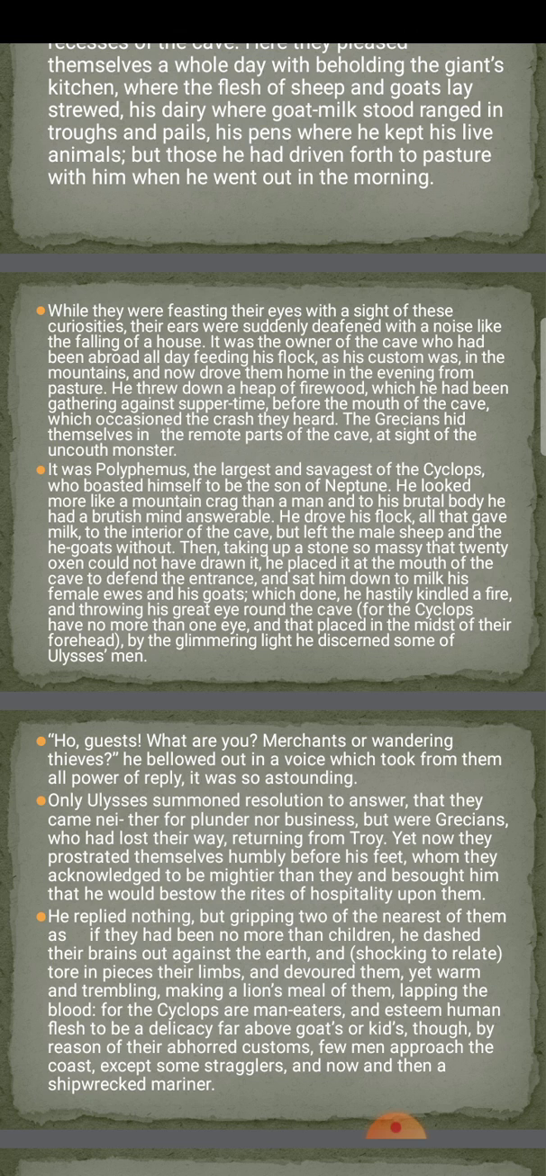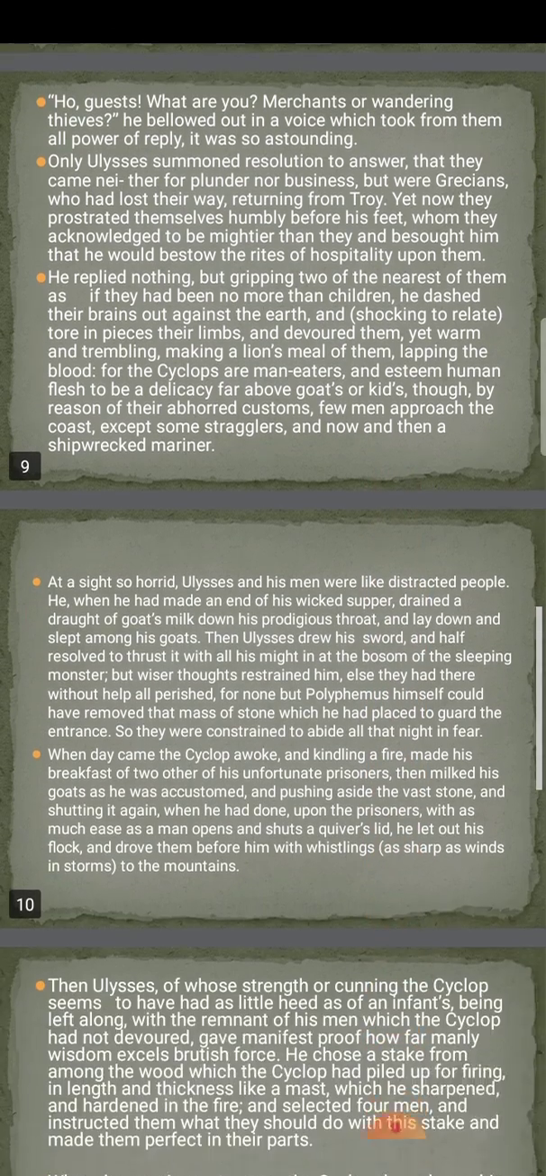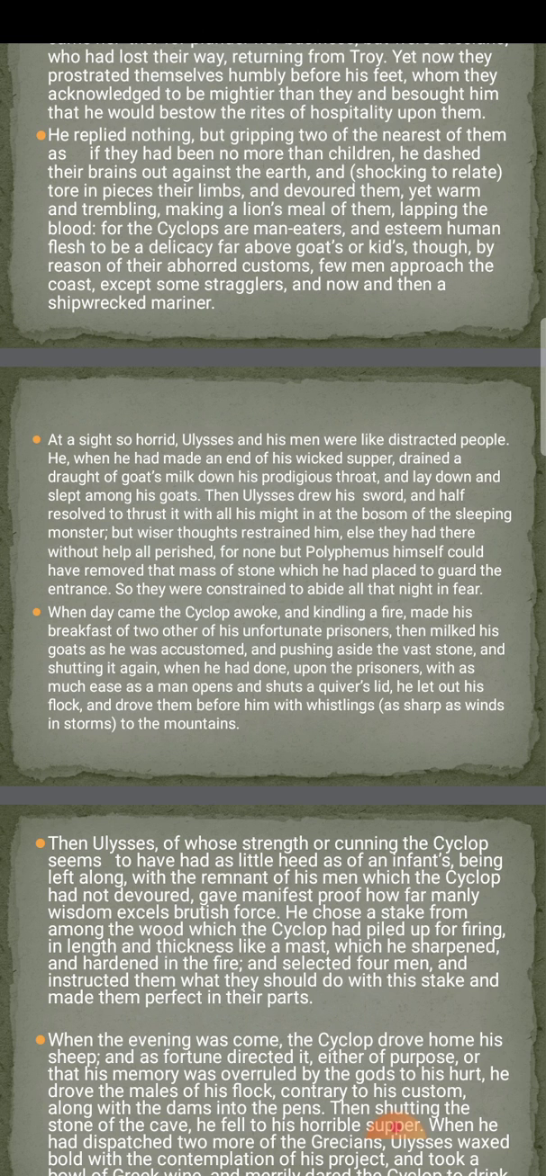though by reason of their abhorred customs, few men approach the coast except some stragglers, and now and then a shipwrecked mariner. Sometimes, when a ship is wrecked in the sea or ocean, some people come and want to take rest. Some by mistake enter the Cyclops' cave, and then he was eating those men. So he says that the men's flesh is very tasty. He enjoys it. At a sight so horrid, Ulysses and his men were like distracted people.